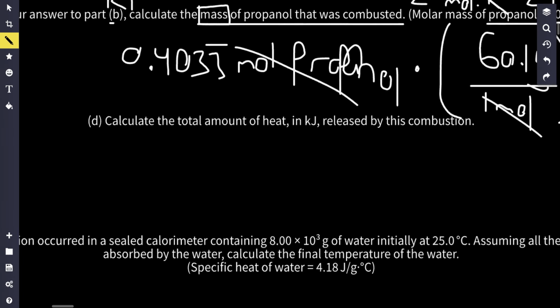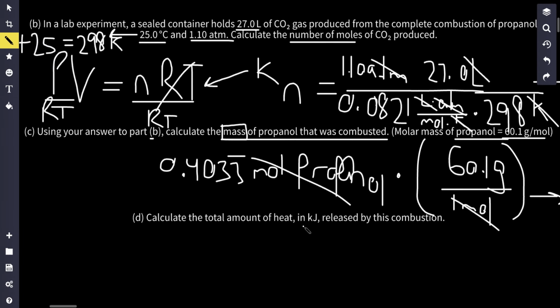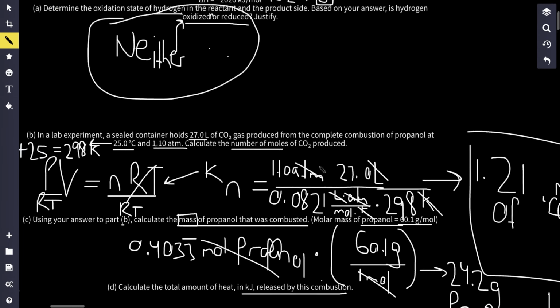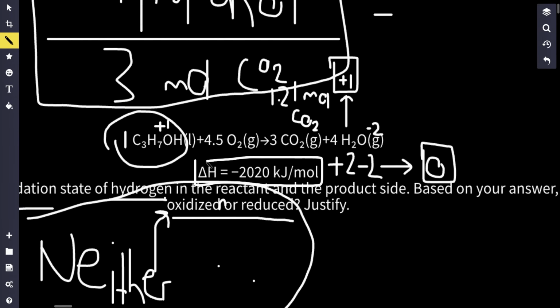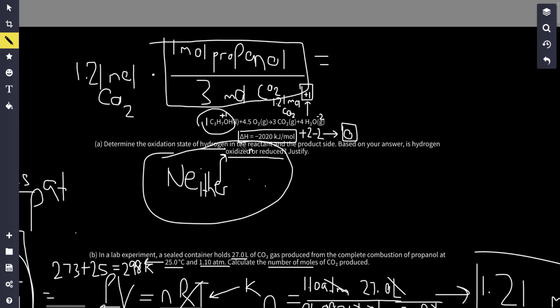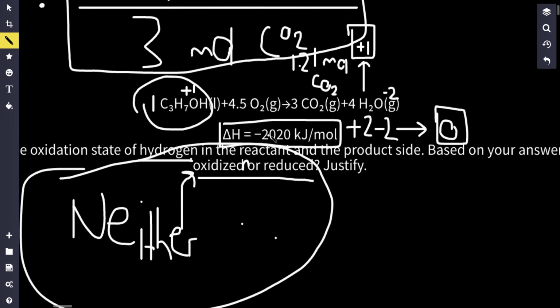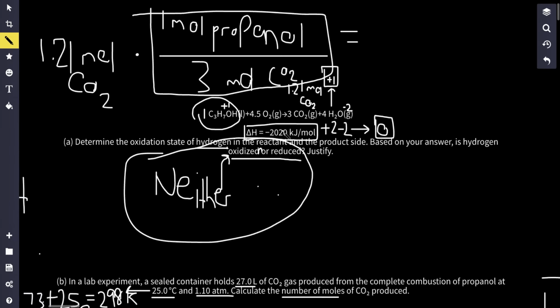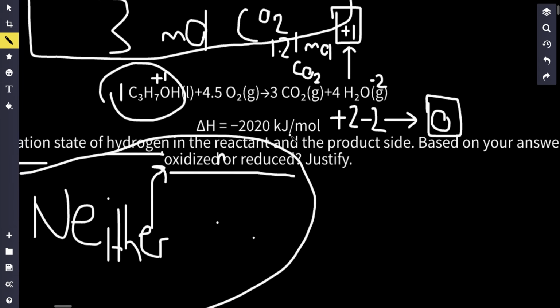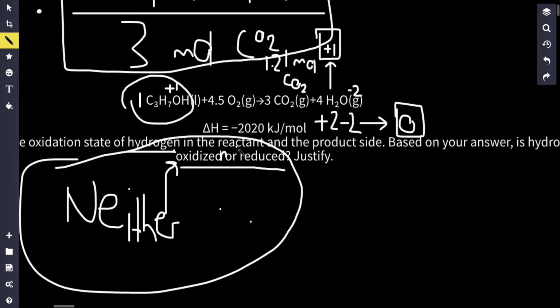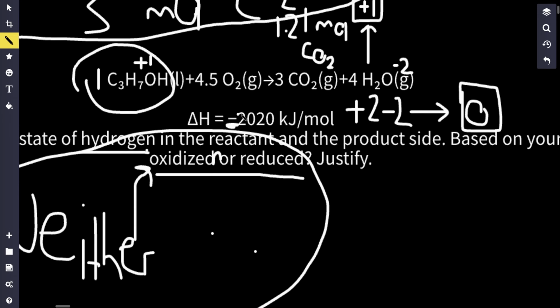Calculate the total amount of heat in kilojoules released by this combustion. All right, so my delta H for this thing on top says negative 2020 kilojoules per mole. Sometimes you'll find the units for the heat of a reaction, this change in enthalpy, which is also sometimes known as the heat for your reaction. And because this is a negative value, you're releasing heat, so this is an exothermic process.